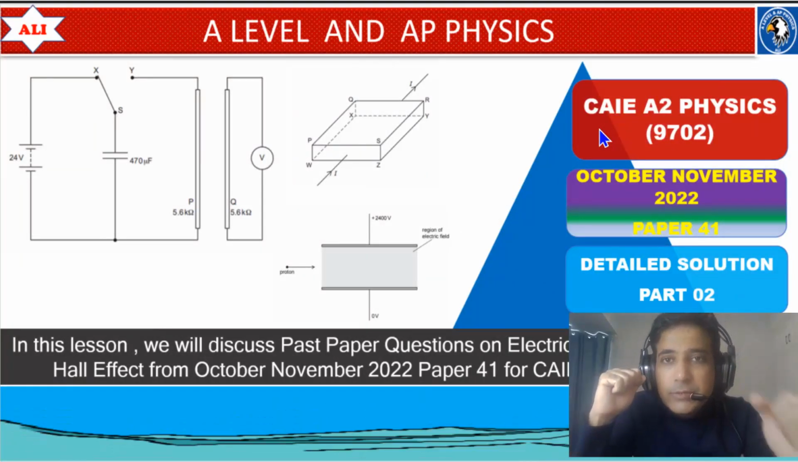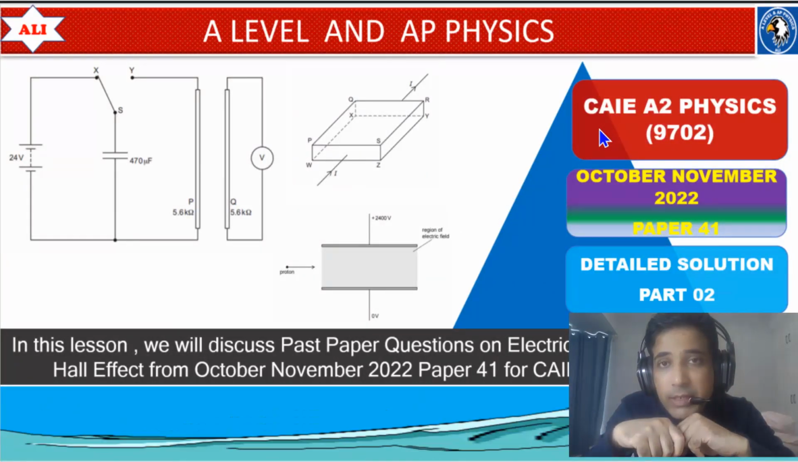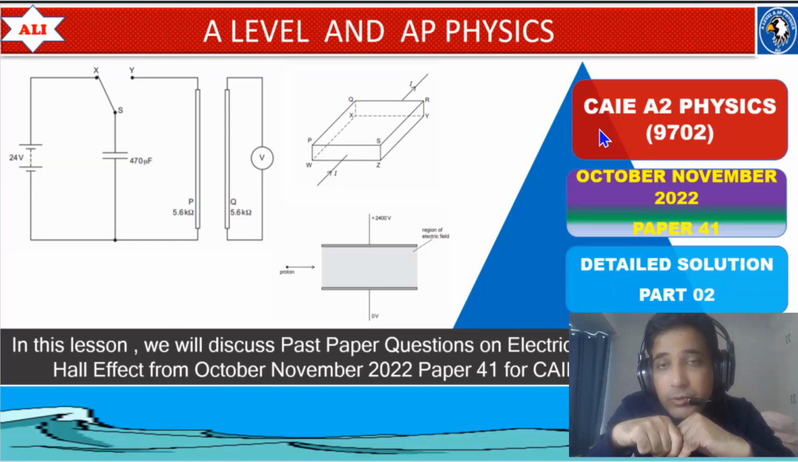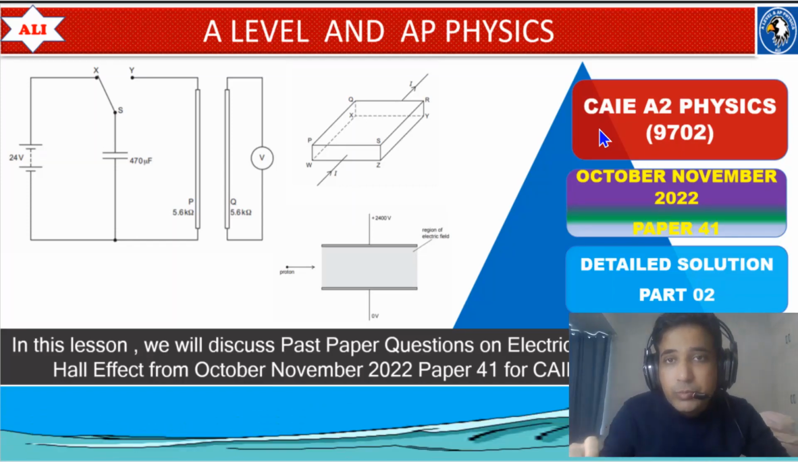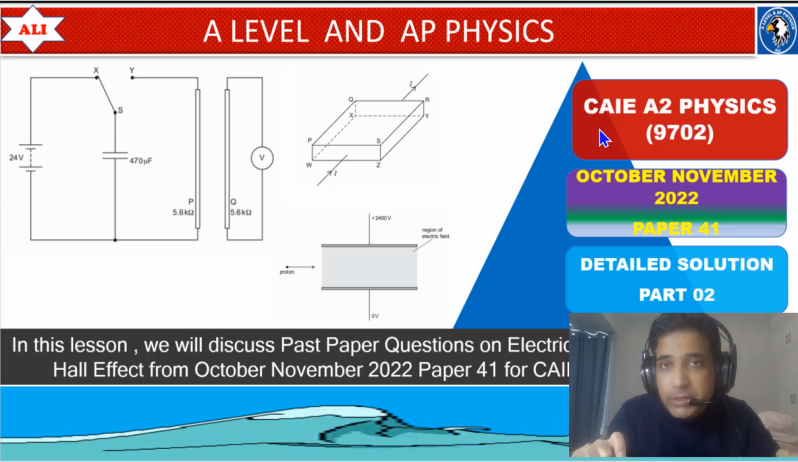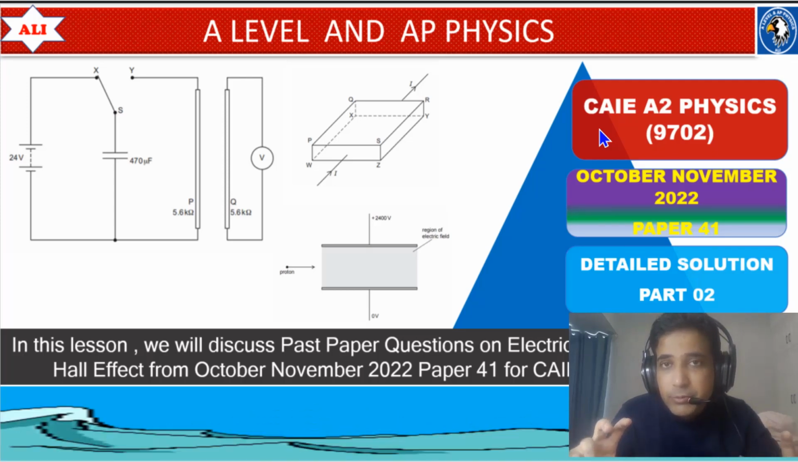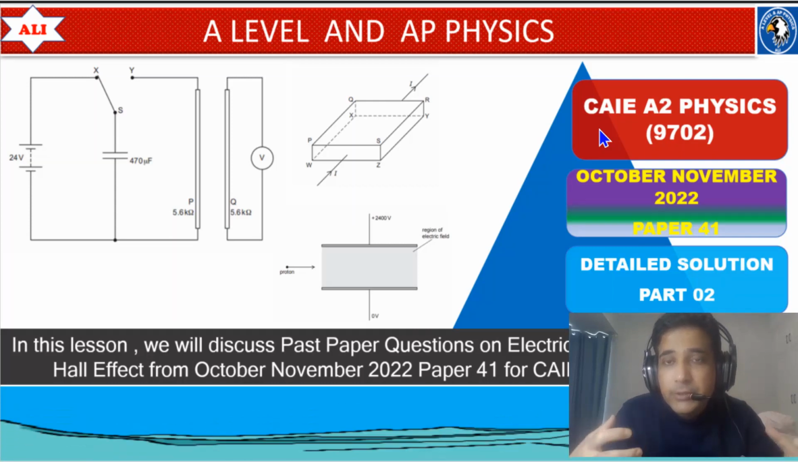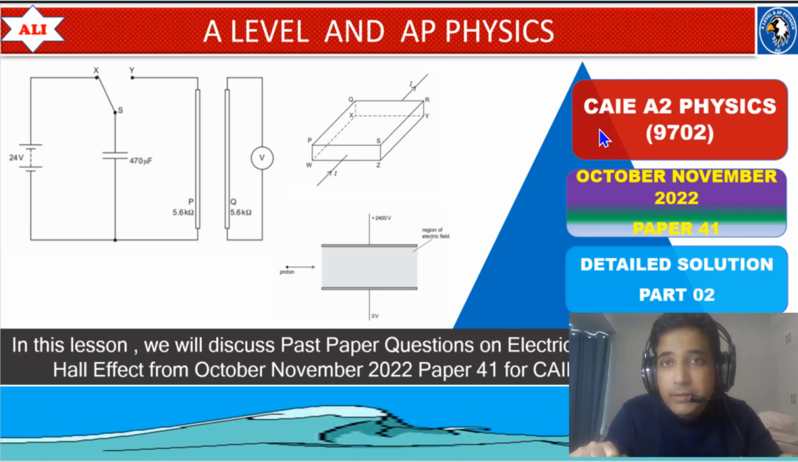In today's lesson, we will discuss past paper questions on electric field, capacitance and Hall voltage from October-November 2022, paper 4, variant 1. As always, we will discuss these questions in detail so you can improve your conceptual understanding of these topics and also have a better understanding of these questions. Let's study together, let's improve together.